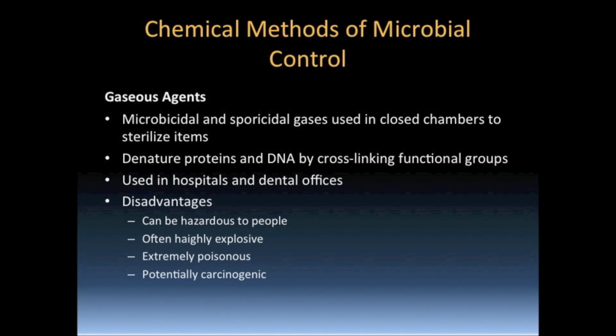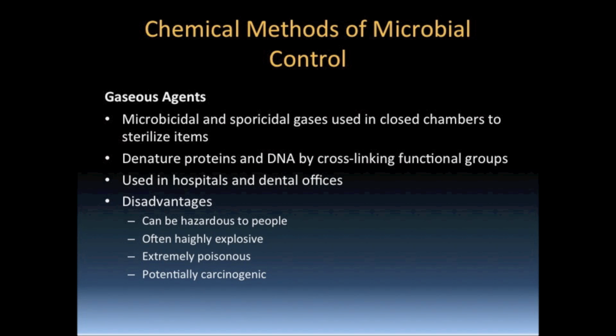Gaseous agents are microbicidal and sporicidal gases that are utilized in specialized chambers that look much like steam autoclaves. The gases act to kill microbes by cross-linking functional groups, causing proteins to denature and damage to the structure of DNA. These agents are highly penetrating and offer an alternative to the sterilization of materials that are damaged by heat, radiation, and liquid chemicals. Gaseous agents include ethylene oxide, propylene oxide, beta-propiolactone, and chlorine dioxide.